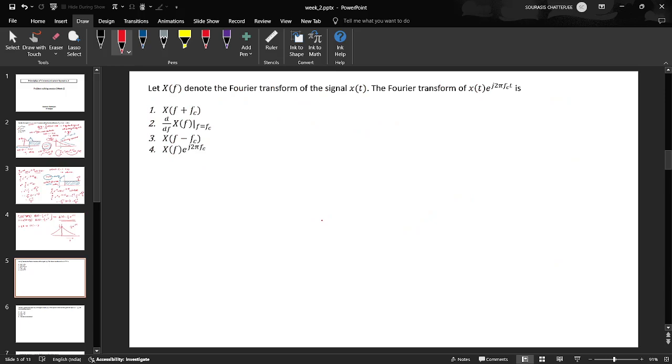Okay, so X(f) denotes the Fourier transform of the signal x(t). So what should be the Fourier transform of the signal x(t) times e to the power j 2 pi fc t? So what does it mean by multiplying x(t) with this? First of all, this is what this term is.